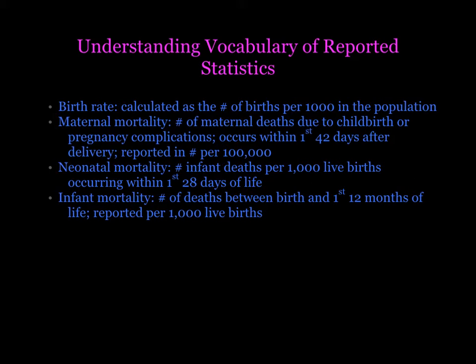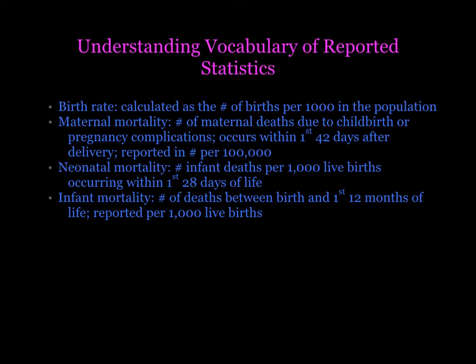When we talk about the birth rate, we calculate it as the number of births per 1,000 women in the population. It's not really women, it's everybody in the population. Maternal mortality is the number of maternal deaths that occur due to childbirth or pregnancy-related complications. And the time frame is within the first 42 days after delivery. And this again is reported as the number per 100,000. And this would be births.